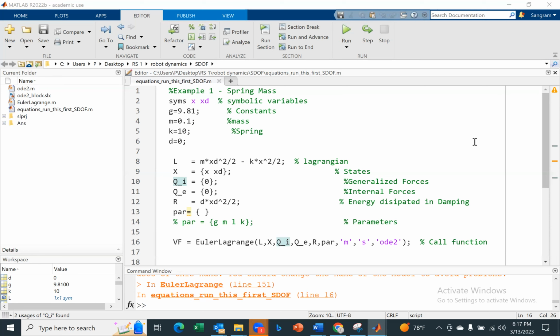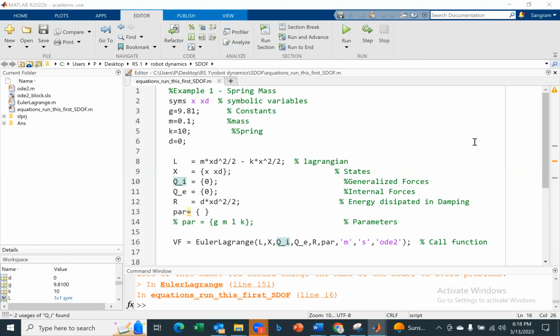Next, I'm defining what is called the gravitational constant. G is equal to 9.81. Mass M is equal to 0.1 kilogram. Are you okay with me? And then K is the spring stiffness, in Newton per meter. Everyone understood? And then D, which is the damping. Damping is assumed to be 0 for the time being. Everyone okay with this? Online students, everyone understood?